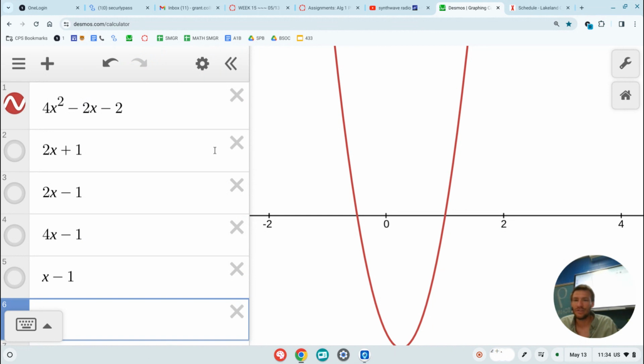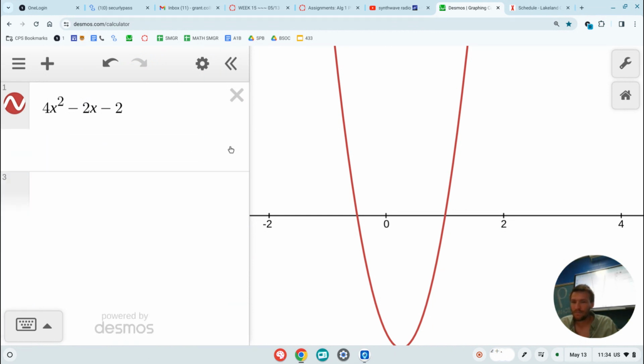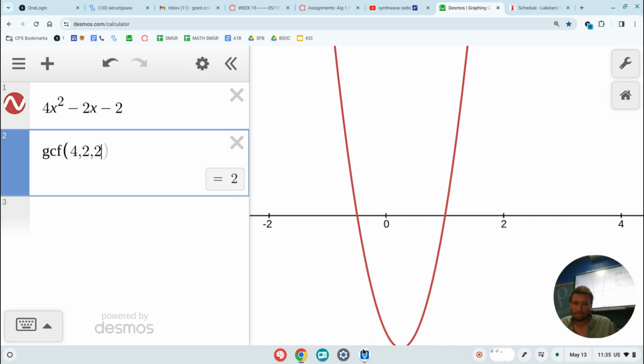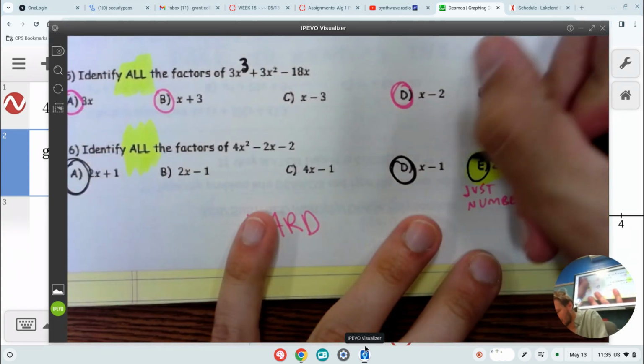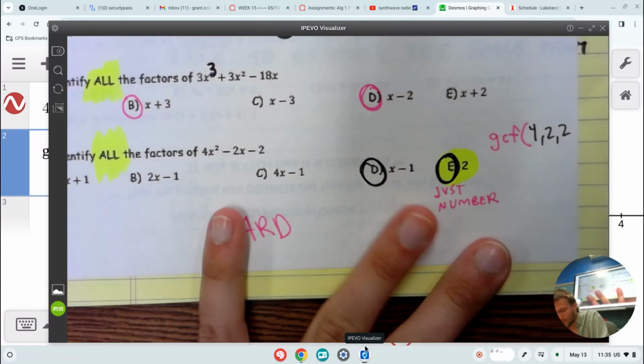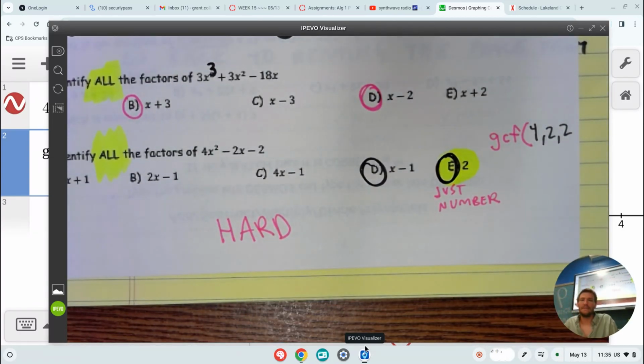So, how does GCF work? You take all of the numbers from your question and you type GCF, parentheses, and then you take all of those numbers. 4, comma, 2, comma, 2. And is the GCF a 2? Yeah. And so we're going to choose letter choice E as correct, because GCF of 4 and 2 and 2 is going to be 2.